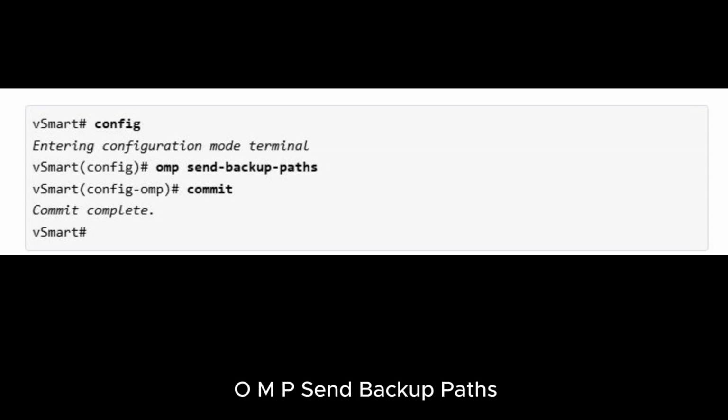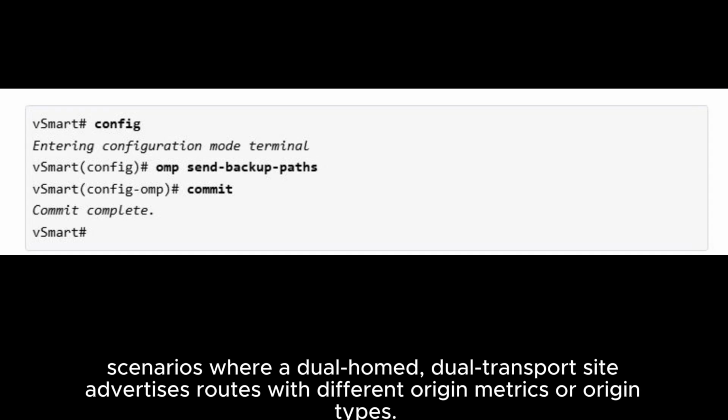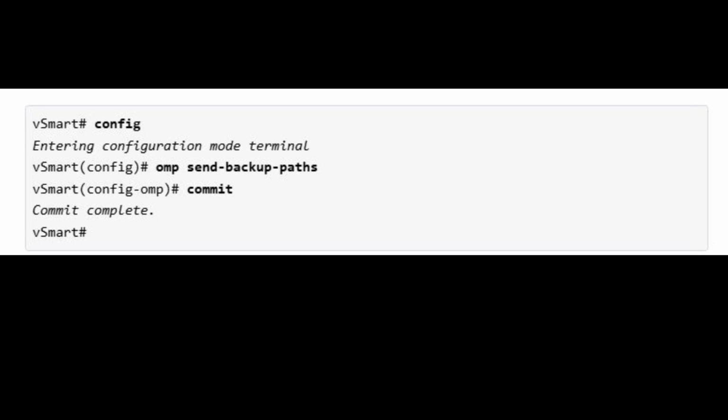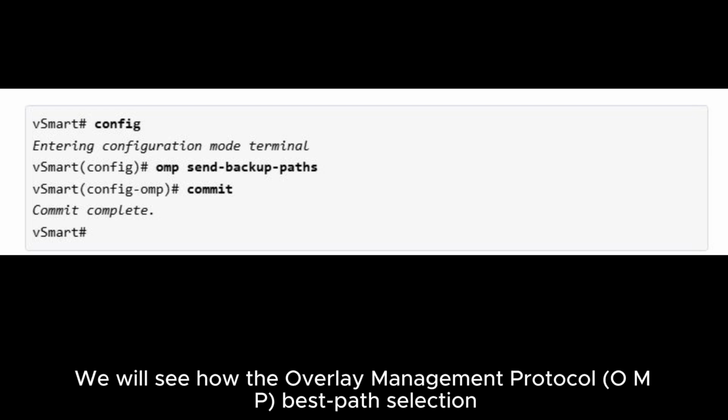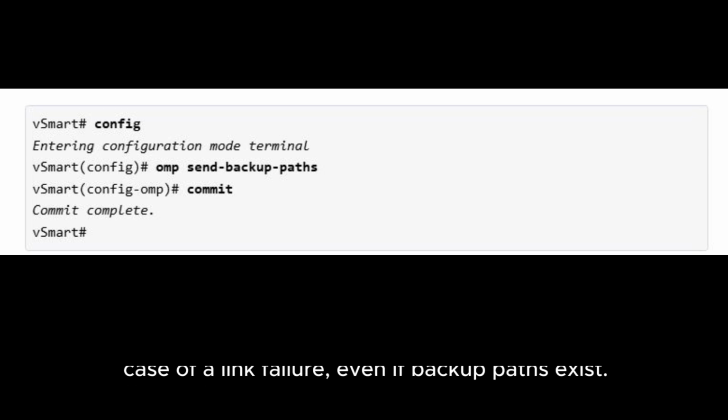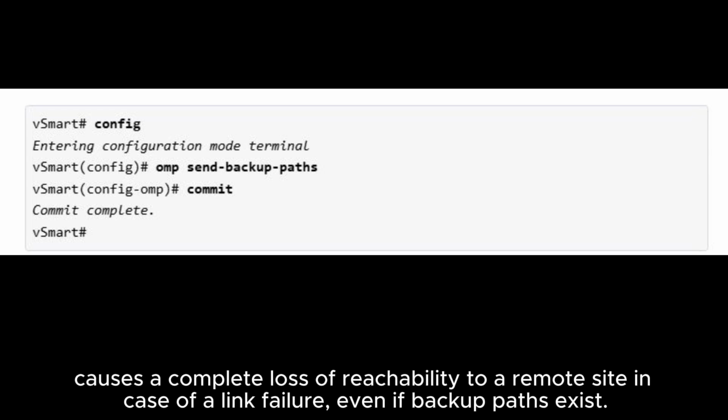OMP Send-Backup-Paths. Scenarios where a dual-homed, dual-transport site advertises routes with different origin metrics or origin types. The site will typically be a data center or a regional hub with a site local IGP such as BGP or OSPF running in the environment. We will see how the Overlay Management Protocol (OMP) Best Path Selection causes a complete loss of reachability to a remote site in case of a link failure, even if backup paths exist.